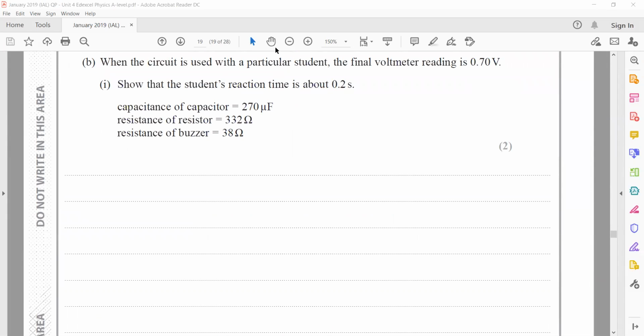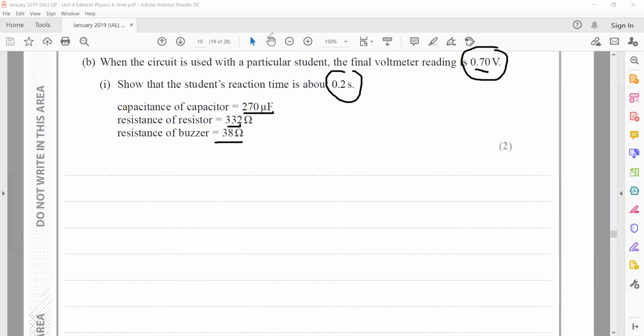The next part: when the circuit is used with a particular student, the final voltmeter reading is 0.70. That's the final voltmeter reading. Show that the student's reaction time is about 0.2 of a second. Capacitance is given as 270 microfarad. The resistance of the resistor is 332, and the resistance of the buzzer is 38.